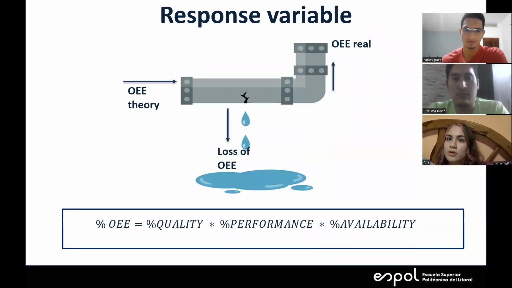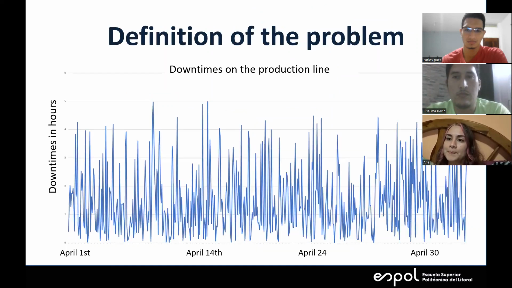Our response variable: we have our theoretical OEE, which is lessened by the loss of OEE, that gives us our real OEE. Here's our formula: quality times performance times availability. We have our time length, which is the downtimes in hours in the month of April. We have a lot of variation here.